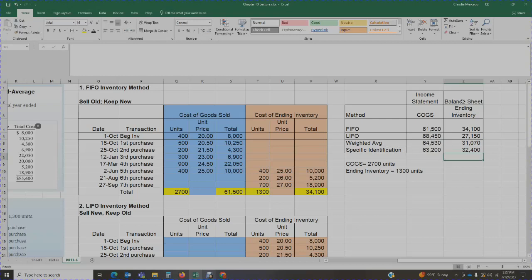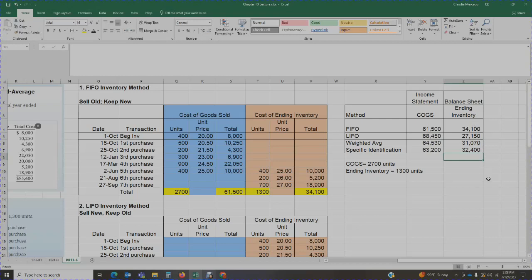On the balance sheet, we're going to report our ending inventory. FIFO gives you 34,100. LIFO gives you the lowest at 27,150. Weighted average in the middle of 31,070. And then the specific identification, 32,400. So just depending on the type of product you're selling or what it is that you want to do. Do you want to report high expenses? Do you want to report inventory, which is a current asset, a high dollar amount under your balance sheet? Whatever the situation is, there is no right or wrong method.